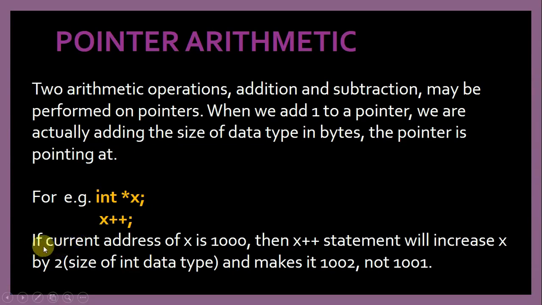cases, if the current address of x is 1000, then the x plus plus statement will increase x by 2 bytes. Why 2 bytes? Because it is a pointer of type integer. So it will point to 1002 and not 1001. So 1 will not be added, 2 will be added, which is the size of int. And if it was float, then 4 will be added to the current address of x. It will point to 1004.